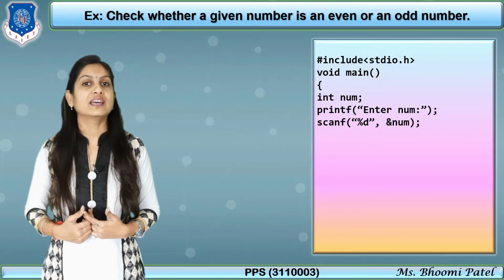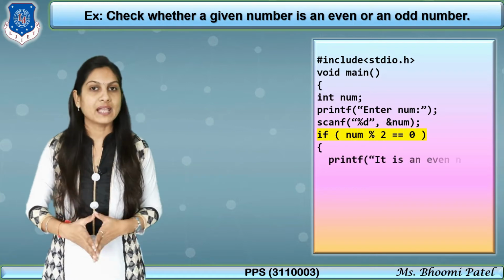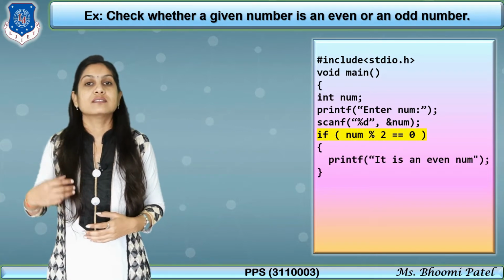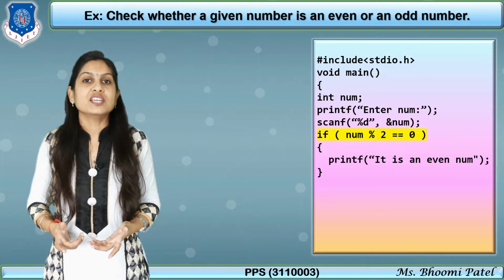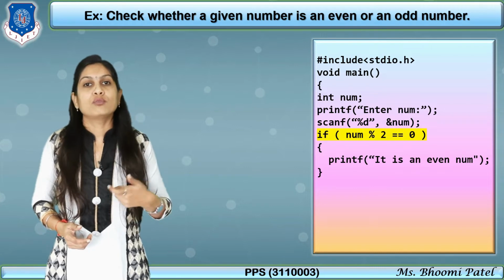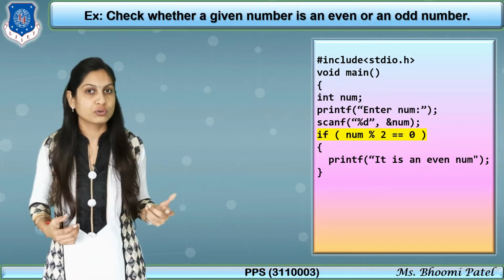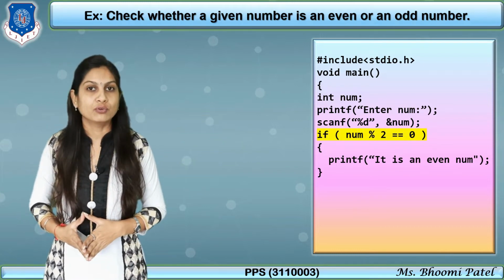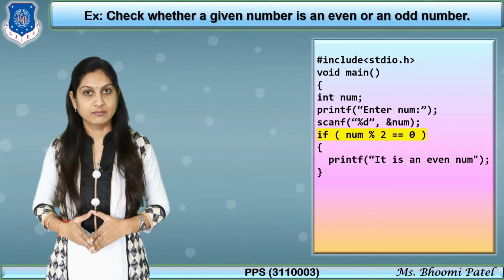Now use our simple if. So put the keyword if, and in brackets the condition, that is num modulo 2 equal to 0. If this condition is true, suppose our number is 6, then 6 modulo 2, the remainder is obviously 0, and this condition becomes true, and the true part will be executed and the message is displayed: printf, it is an even number.